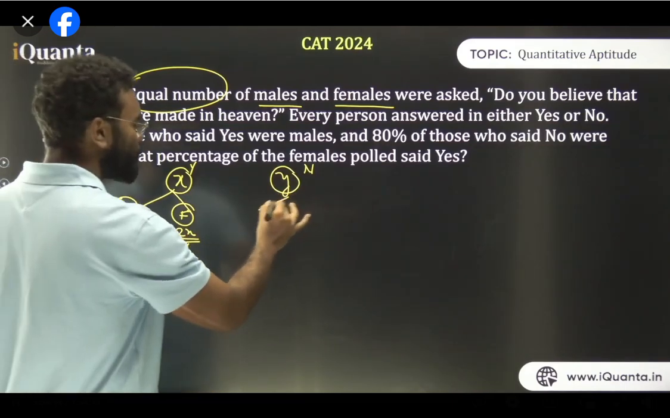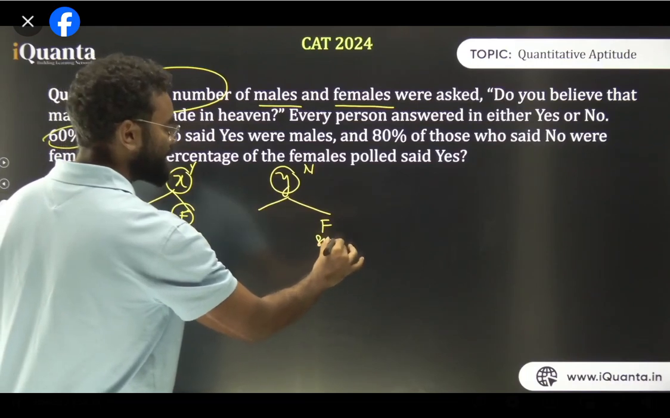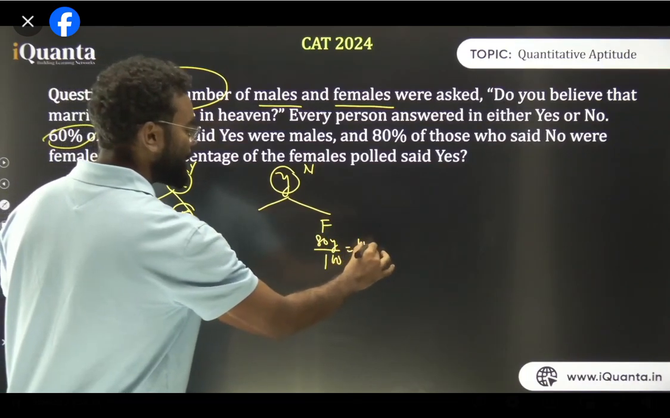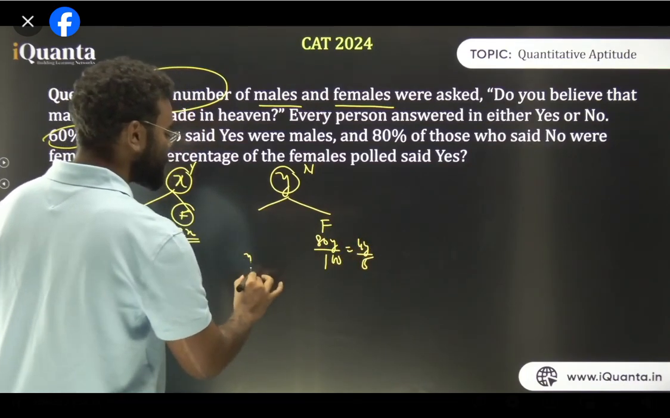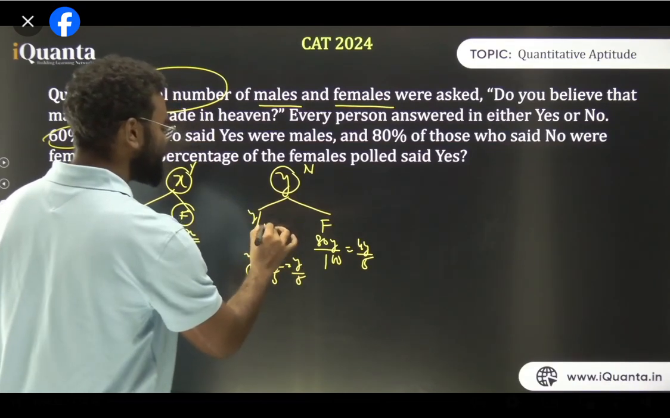Similarly, in the case of Y, 80% of Y is female, that is 80Y upon 100, so 4Y upon 5 is female. So male is Y minus 4Y upon 5, which is nothing but Y upon 5. So Y upon 5 is male.